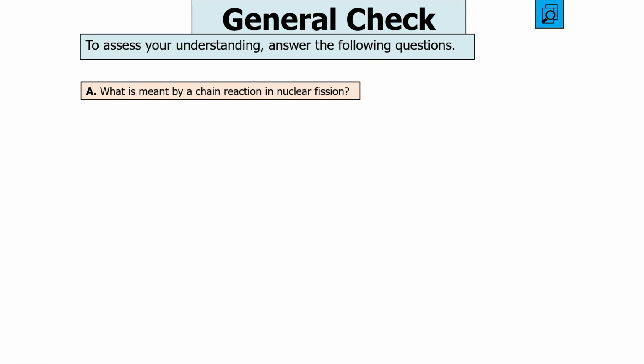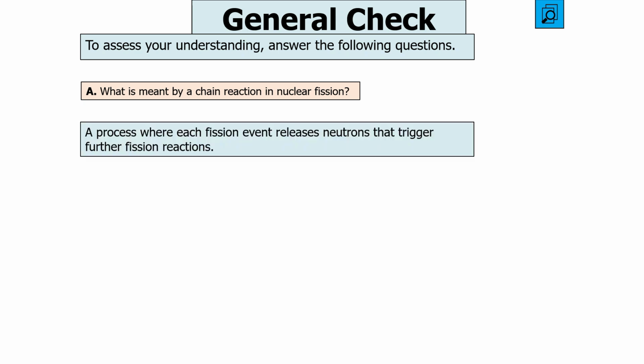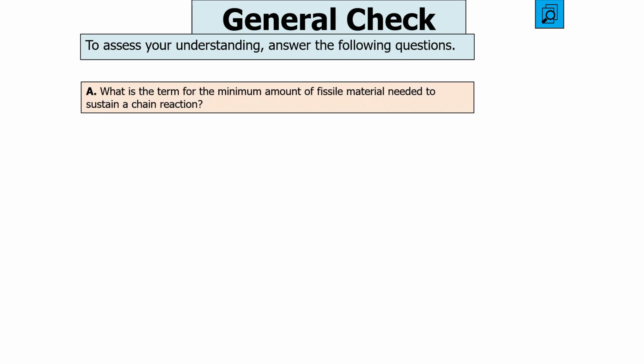What is meant by a chain reaction in nuclear fission? This is a process where each fission event triggers neutrons that trigger further fission events. What is the term for the minimum amount of fissile material needed to sustain a chain reaction? It is the critical mass.